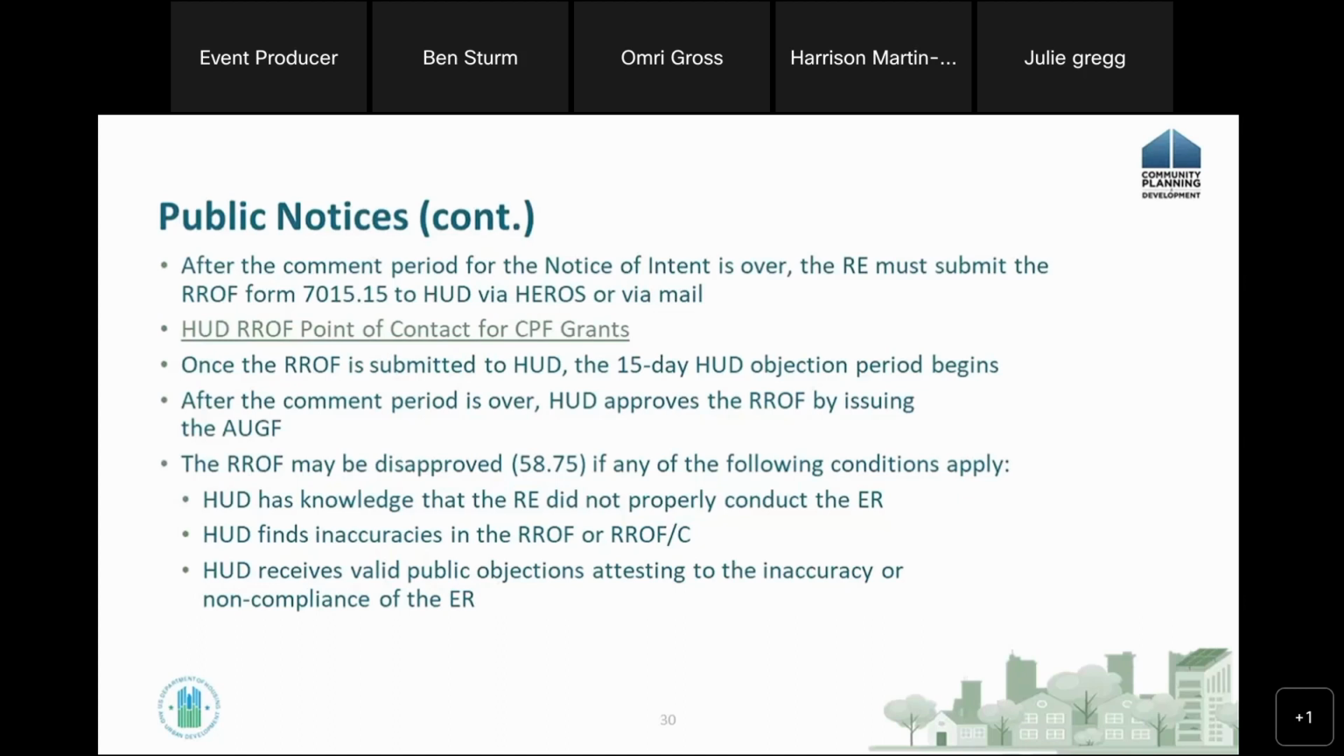It's also important to note that the request for release of funds may be disapproved if any of the following conditions apply. If HUD has knowledge that the responsible entity did not properly conduct the environmental review, if HUD finds inaccuracies in the request for release of funds, or if HUD receives valid public objections attesting to the inaccuracy or noncompliance of the environmental review. Next slide, please.